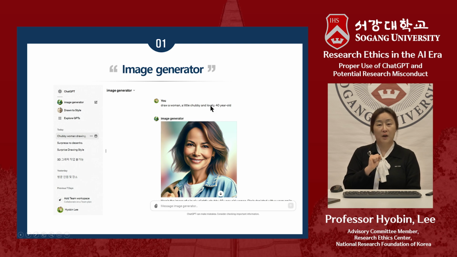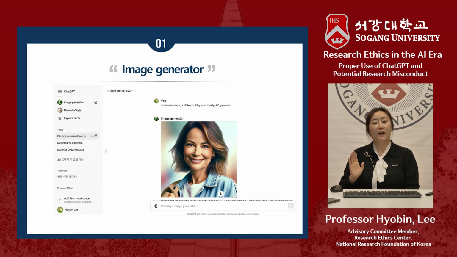But the most problematic thing is she's white. I never say, please draw a white woman. I just say a woman. But ChatGPT just draws a white woman. That's very racist, right? So you should remember that when you use ChatGPT, it actually resembles the human being. So it resembles human beings' bias as well.